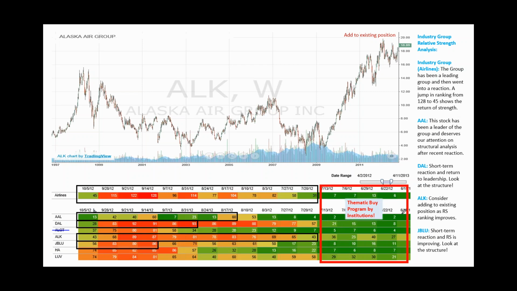Maybe JetBlue. Okay. JetBlue, we have the lowest ranking was 86, and that means that the closer to 100, the worse it is. And then we're going to 56, so that's 30 rank points right there up. So we want to look at JetBlue for sure. How about American here?